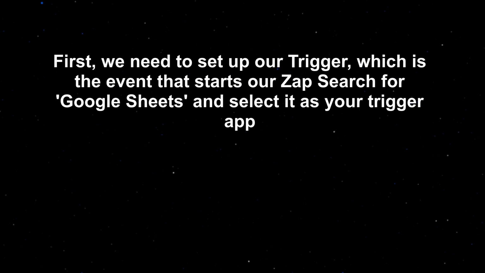First, we need to set up our trigger, which is the event that starts our Zap. Search for Google Sheets, and select it as your trigger app. Now, choose the trigger event. In this case, let's select New Spreadsheet Row and click Continue.